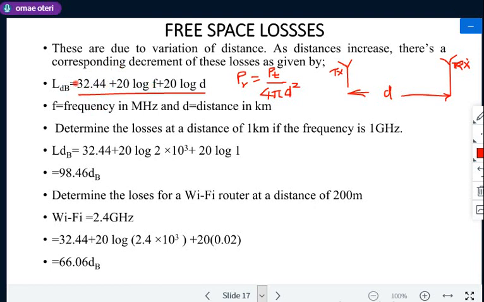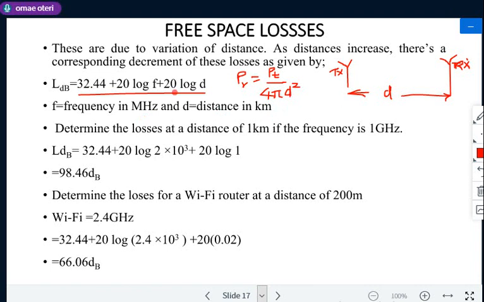But just get hold of it as the losses. Free space losses are usually given by 32.44 plus 20 log f plus 20 log d. This 20 has got a bearing with the power 2 that we have here, so it brings it out actually. So our frequency will be in terms of megahertz and the distance is in terms of kilometers. So we need to get this.